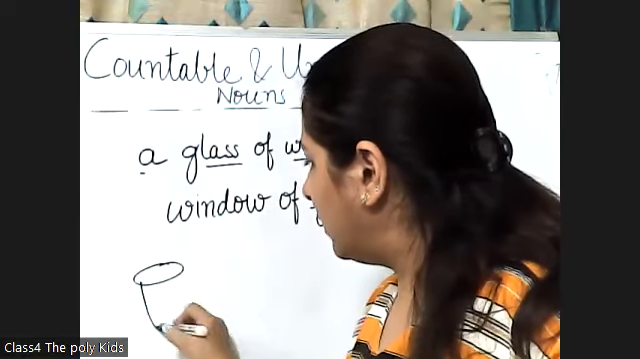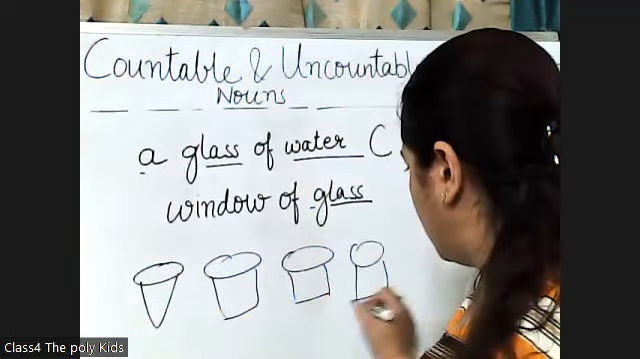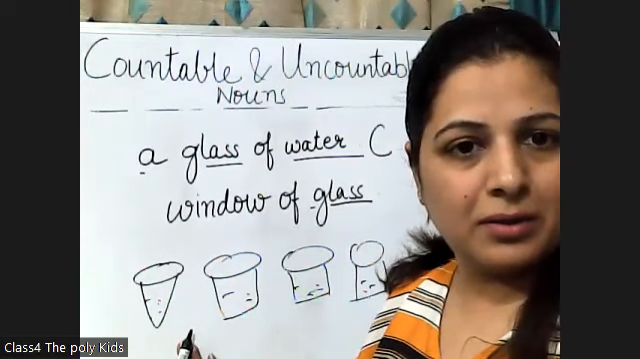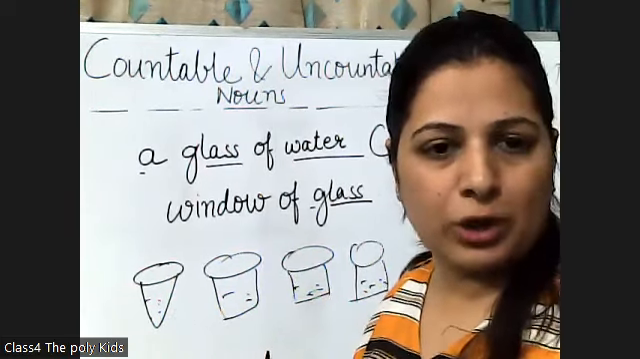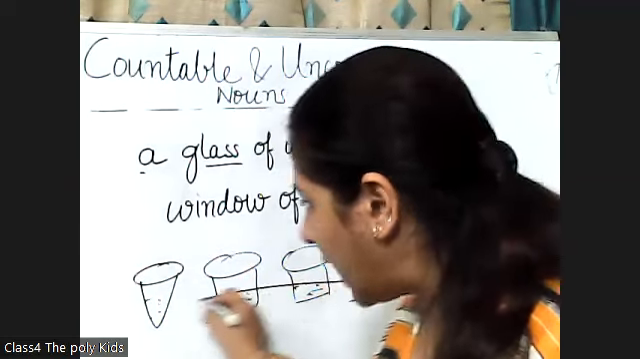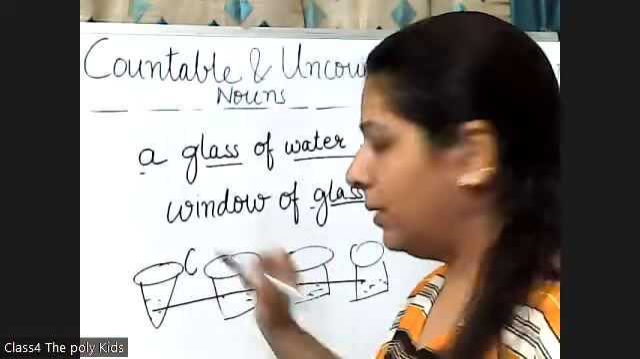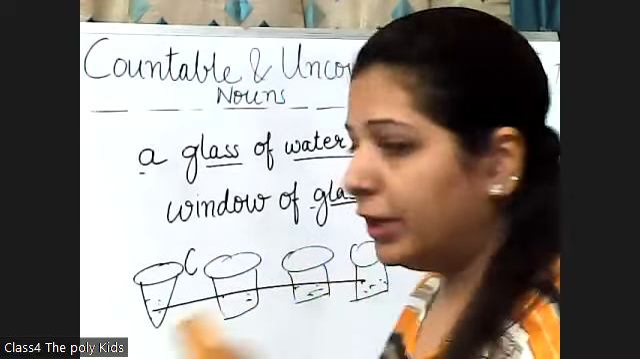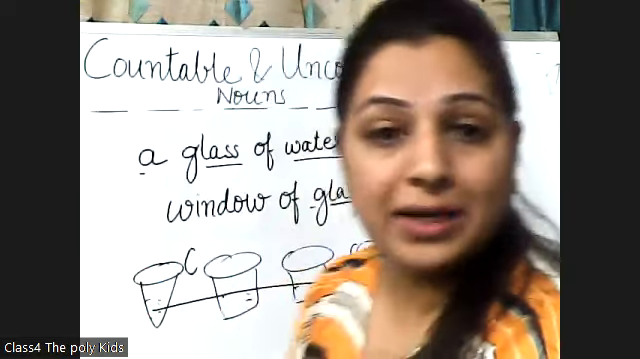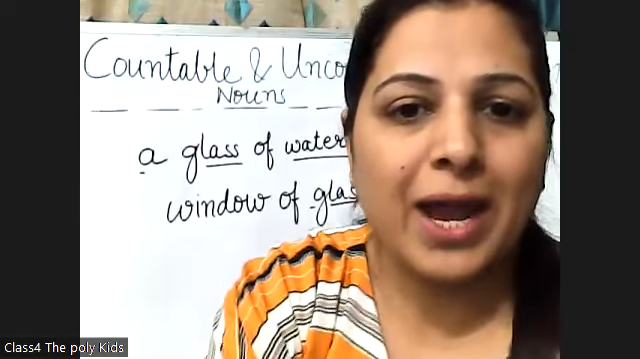Suppose I have kept glasses of water. Okay, I have kept these. How many glasses? 4. Okay, I have kept these 4 glasses of water. So simple, because you can count them. And we are also using glasses, that means the plural form. So it is a countable noun. But if I make a window here and that window is having glass, I cannot count that glass. How much glass? Or how many glasses are there? I cannot tell. That is why it is uncountable.